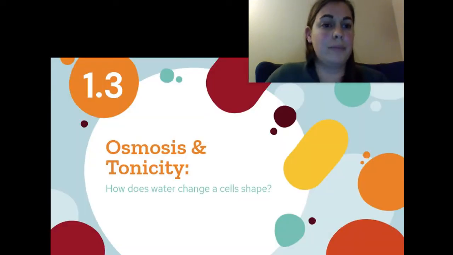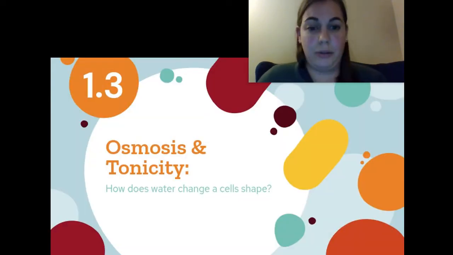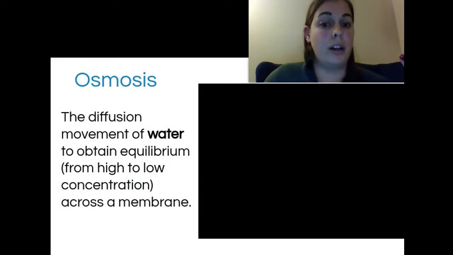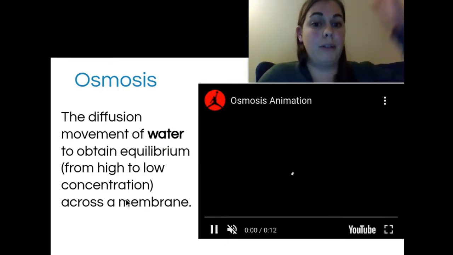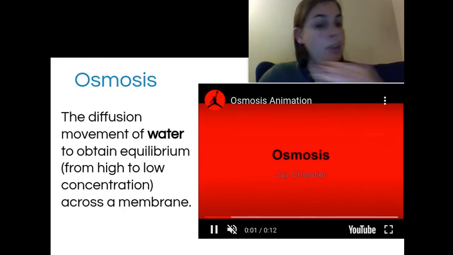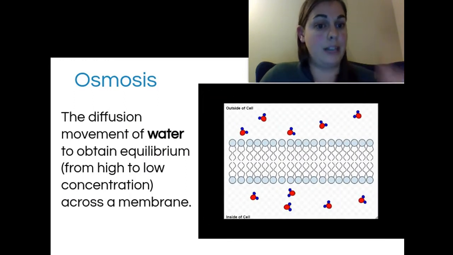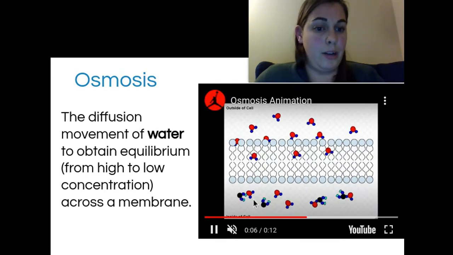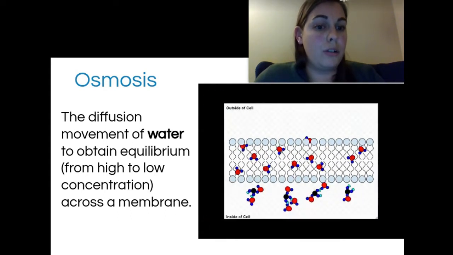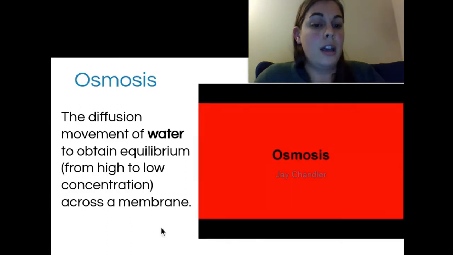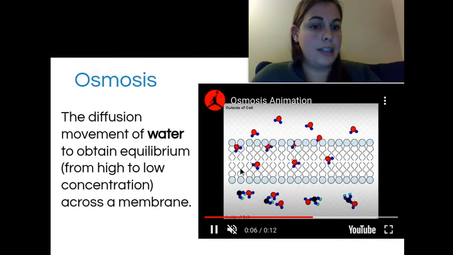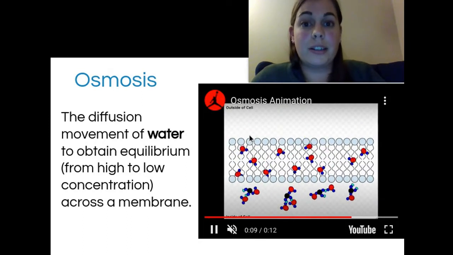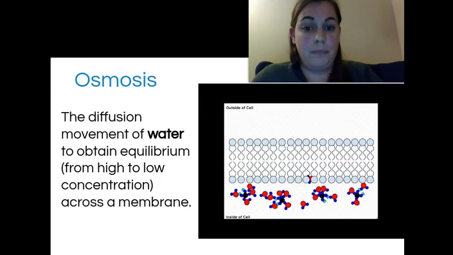All right, so we talked a little bit about osmosis, water moving through, and how does that work? Osmosis is the diffusion of water to get to equilibrium. So water is still moving from high concentration to low concentration across a membrane until we get to equilibrium. So we see here water, and it's moving across the membrane. And if we look here, we have more water on this side, less water on this side. So we're moving from high concentration to low concentration.